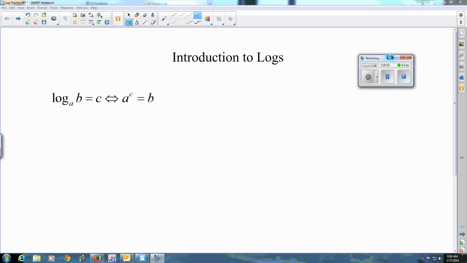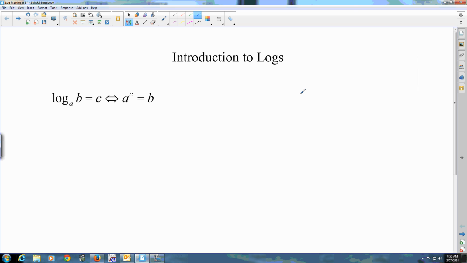Hello everyone. This is Introduction to Logs for Algebra 2, and the first thing I have to do with you guys is work on being able to pronounce this. You say this: log base A of B is C. So one of the things that I need to work with you on is to be able to say it, but then to understand what it means.